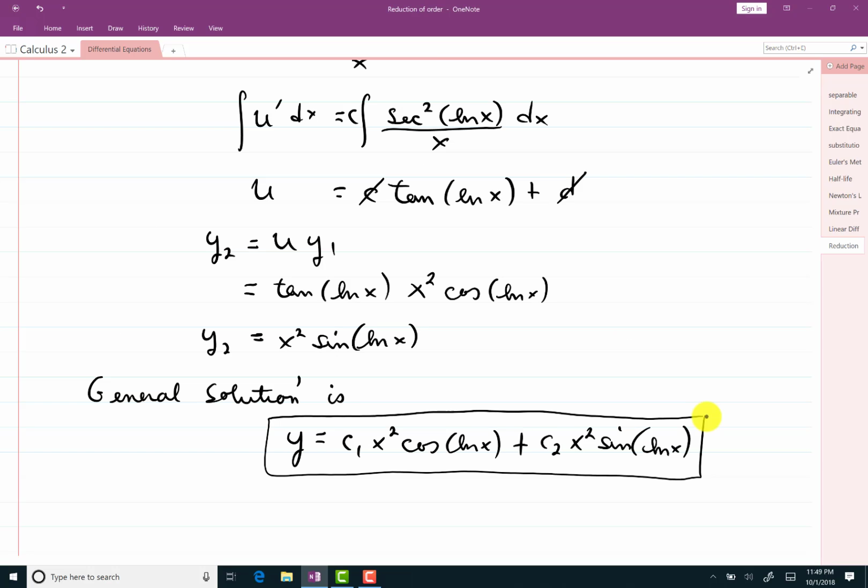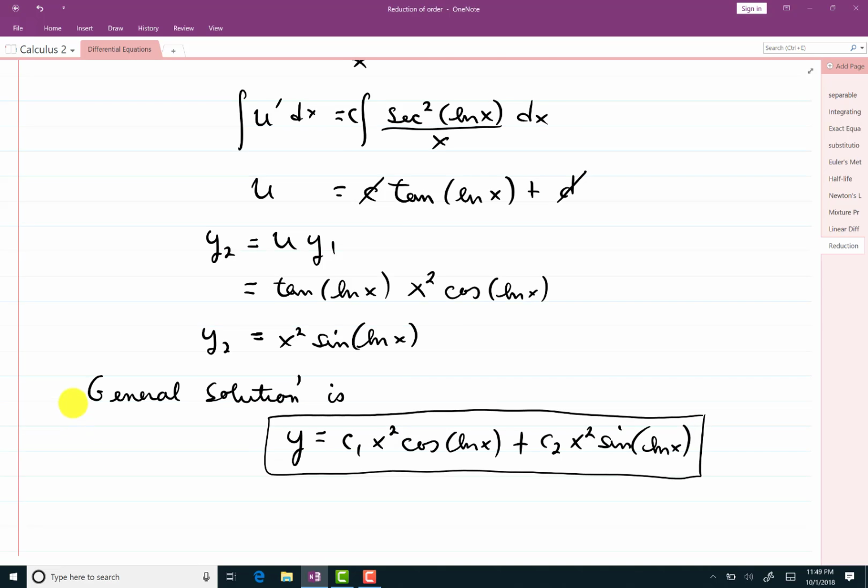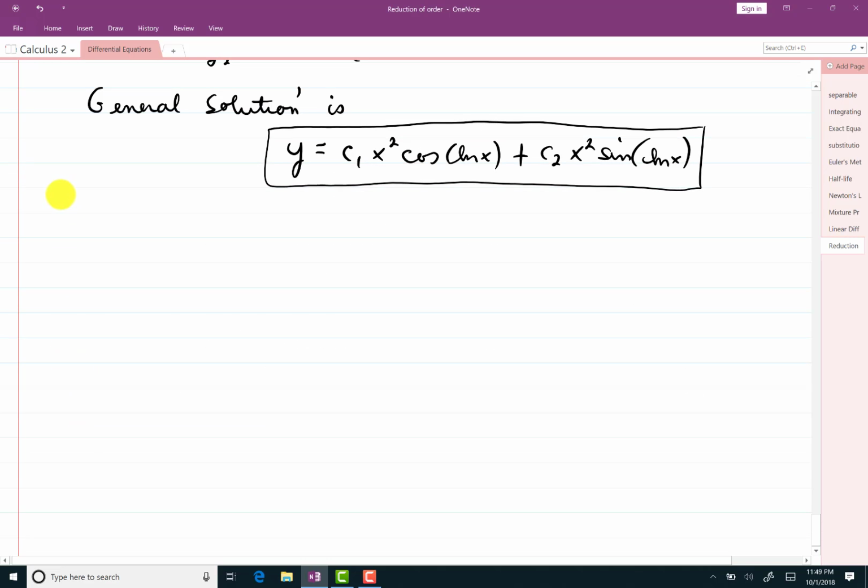As if this horse isn't beaten to death enough, I'm going to do one last example, but this time I'm going to do a different style of equation. Here, let's solve y double prime minus 4y prime plus 3y equals x. That's something different right there.